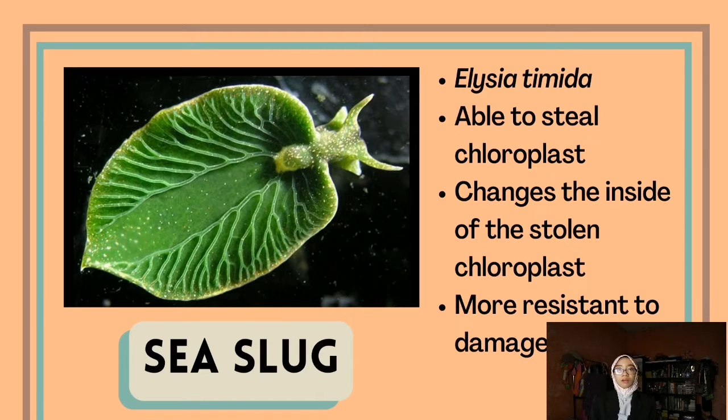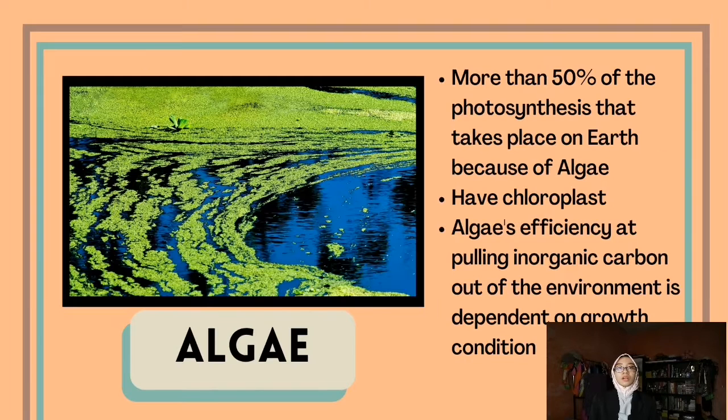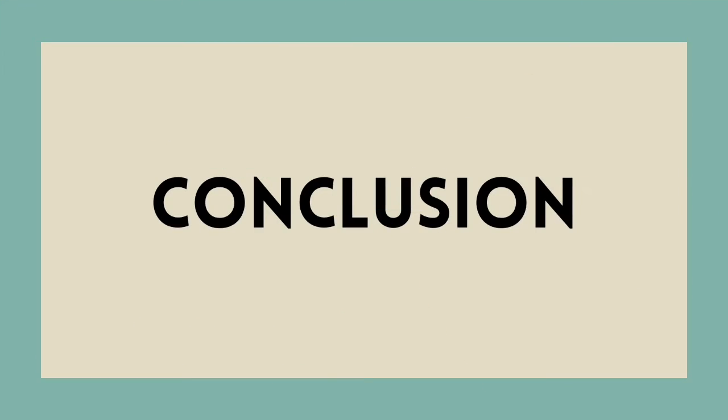Now we have the sea slug. This slug is able to steal chloroplast from algae. It is able to change the inside of the stolen chloroplast. The more chloroplast it has, the more resistant to damage. Okay, lastly, we have algae. Everyone knows that algae can perform photosynthesis. Algae are able to pull organic carbon out of the environment.